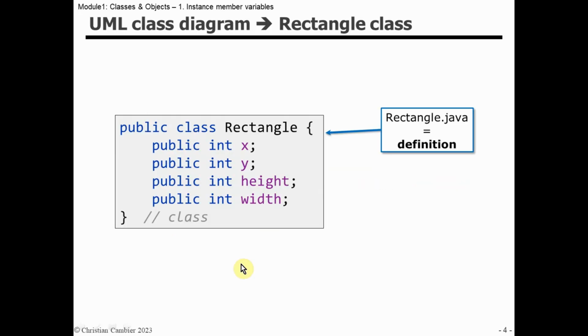Next step is to translate the UML diagram to Java code, and that will result in the following library class rectangle. So public class rectangle, and we have our 4 properties x, y, height and width with the access modifier public. This will be implemented in a file with the same name as the name of the class, rectangle.java, and we call this the definition of the class.